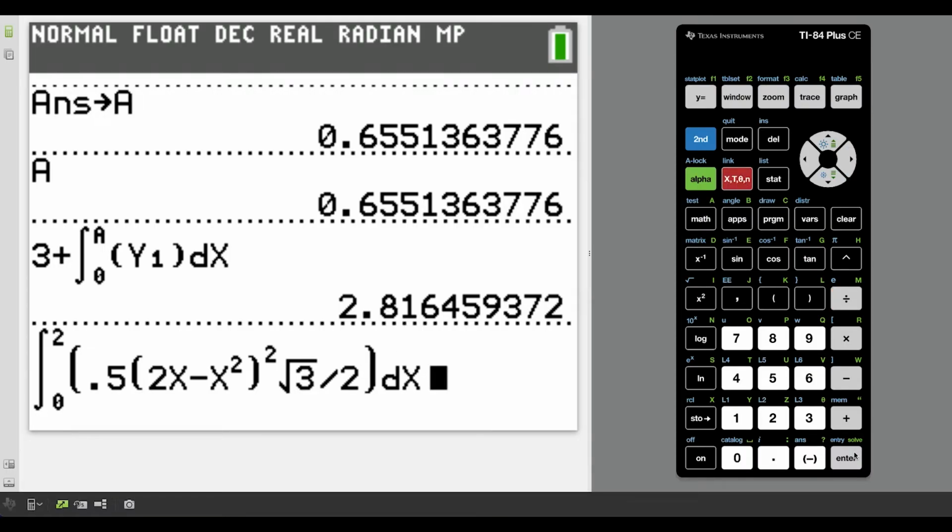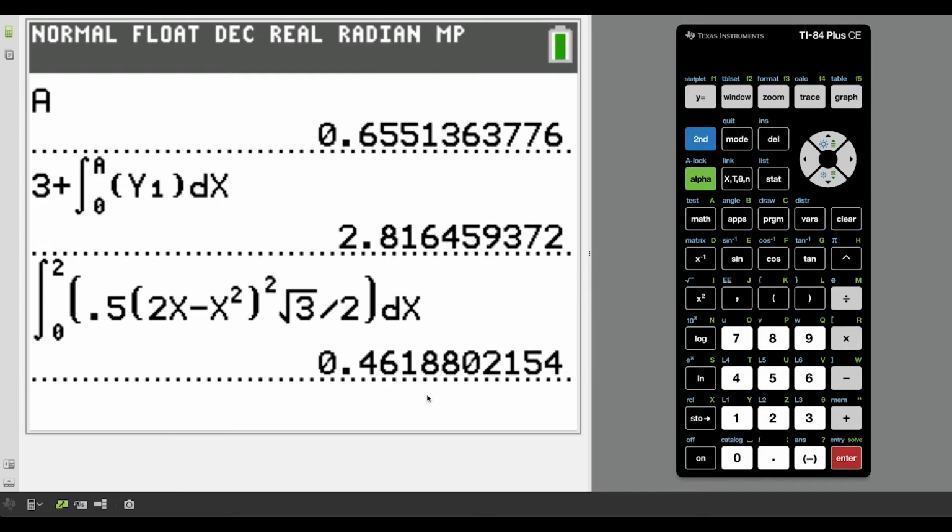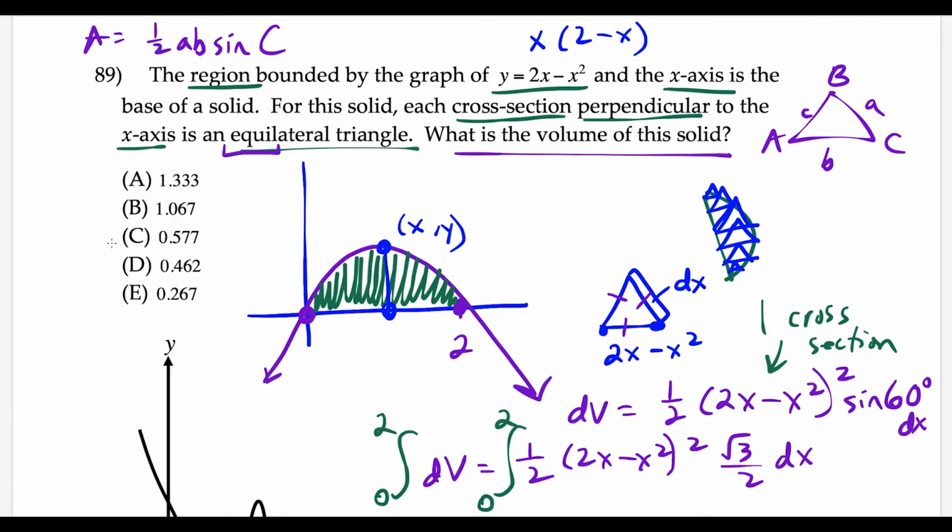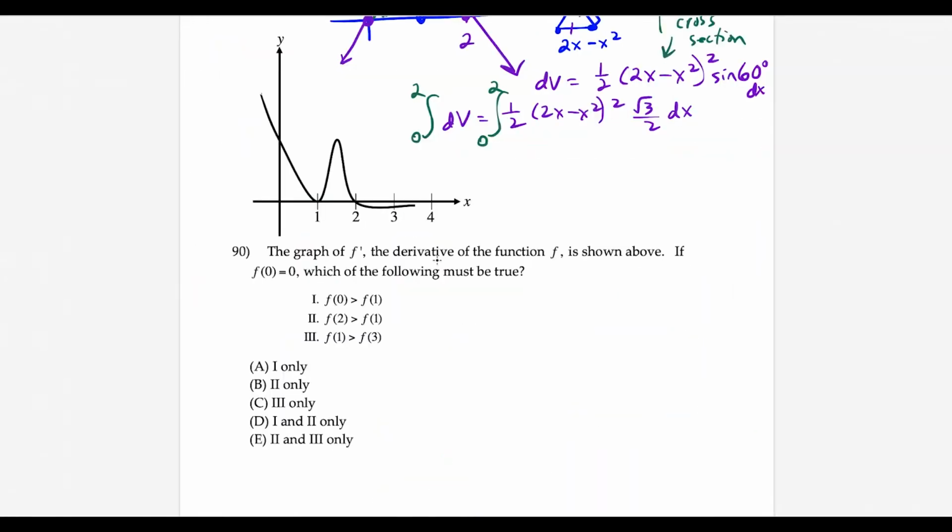So now we just press enter, and it's going to be 0.462. So 89 is choice D. All right, for question 90, we have the graph of f prime, the derivative of f, and we're told f of 0 is equal to 0. We want to know which of the following must be true.